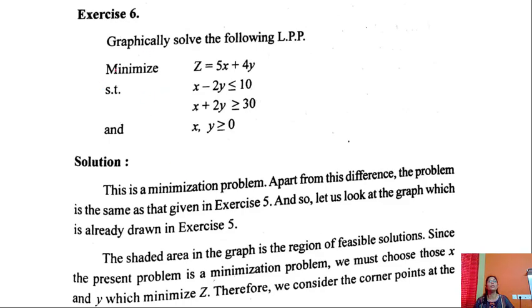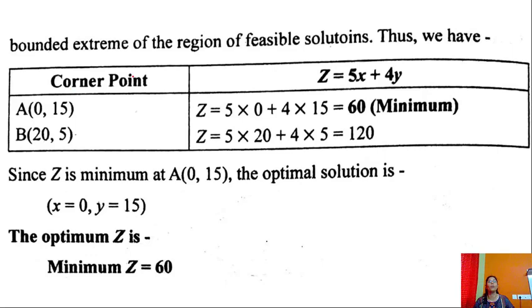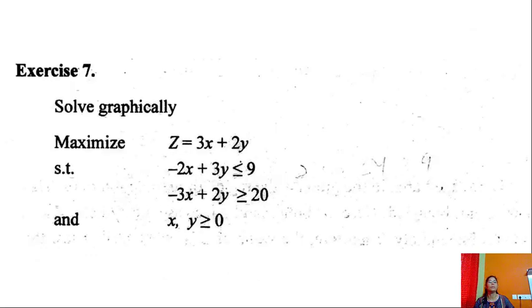Now this problem is similar to the previous one, but the question is of minimize. So this is connected to exercise 5. In the previous case they asked to maximize Z, but here they are asking to minimize Z. So I told you there were 2 corner points. So we have to tabulate those 2 corner points to find Z value, and we get 60 to be minimum, and the optimal solution is corner point A, where x is 0 and y is 15. So minimum Z is equal to 60.